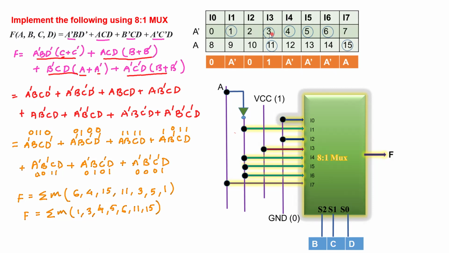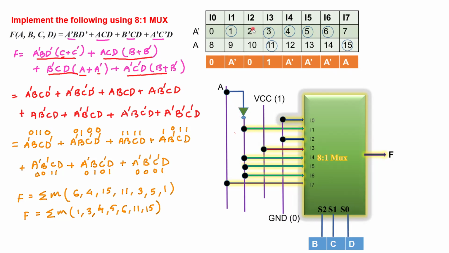So this is 1, 3, 4, 5, 6, 11, and 15. The first row represents A bar, the second row represents A, and accordingly we have to see. Since there is no min term in both the rows here, I0 is tied to logic 0 or ground. So here you see that I0 is actually getting connected to the ground. For I1, the entry is at the top row, which represents A bar. Therefore, I1 should be tied to A bar. So I1 receives the input A bar through this line after inversion here.